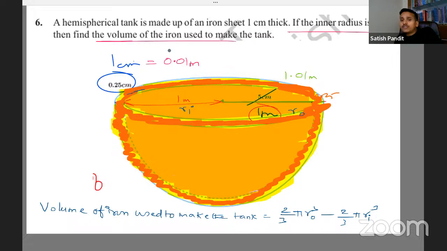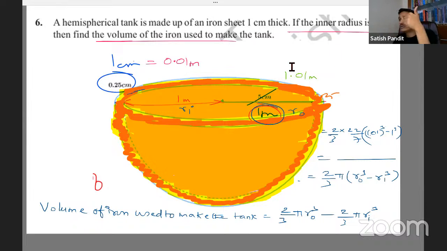Now see, don't evaluate these two separately. Take common, okay? What is common? 2 by 3 pi is common, times R naught cube minus Ri cube. We just have to simplify. Put the values. What is the outer radius? The outer radius is 1.01. Don't put 2. This is meter, this is centimeter. So it will be 2 by 3 into 22 by 7 into 1.01 the whole cube minus 1 cube. Simplify this, you'll get the answer.